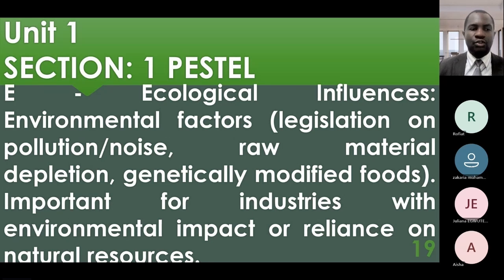It has come to stay. So we are looking at raw materials depletion, genetically modified foods that reduce carbon intakes, reduce fats, important for industries with environmental impact or reliance on natural resources. So the ecological and environment factors to help sustain humanity is what is driven at. When you hear global warming, it's the risk of the global issues affecting the ecology or environmental factors that may impact human beings.